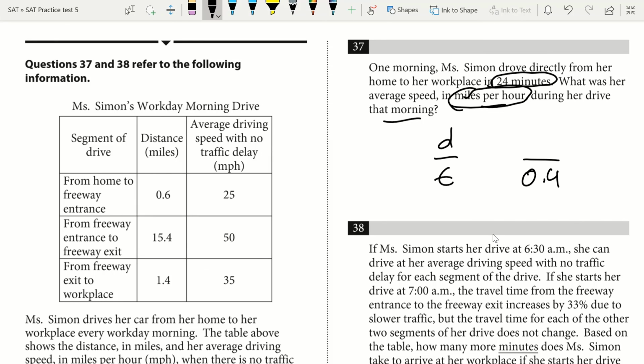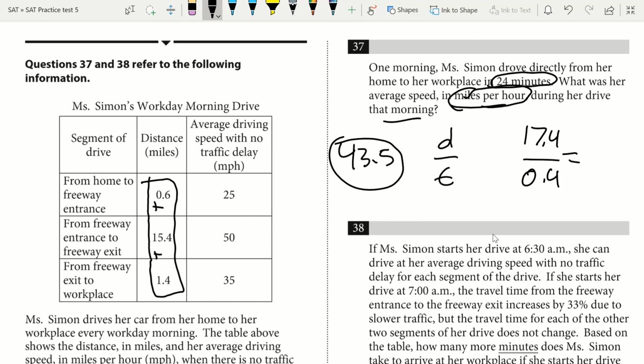Now for the total distance that she drove, she went from home to her freeway entrance, then from the freeway entrance to the freeway exit, and then from the freeway exit to her workplace. So it's going to be the sum of all of these. 0.6 plus 15.4 gives me 16. 16 plus 1.4 gives me 17.4. So I'll have 17.4 all over 0.4. Plug that into my equation, and I get 43.5. So 43.5 miles per hour is her average speed.